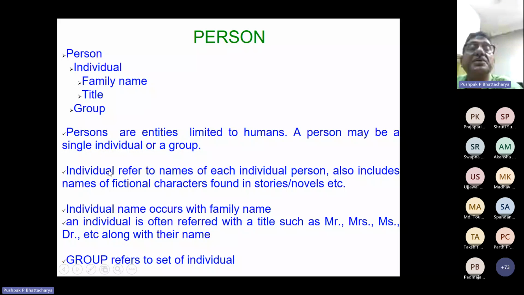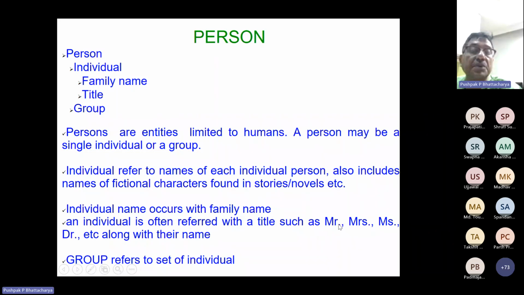So by way of elaboration of one or two categories, person. Person can be individual, then group. Under individual, you can have family name and title. So persons are entities limited to humans. A person may be a single individual or a group. Okay. Individuals refer to names of each individual person, also includes names of fictional characters found in stories, novels, etc. Individual names can occur with family name and often referred to the title.